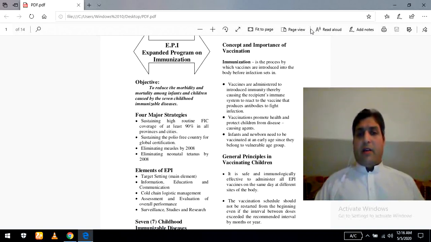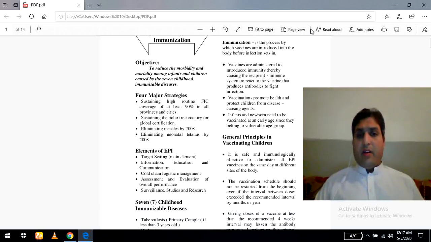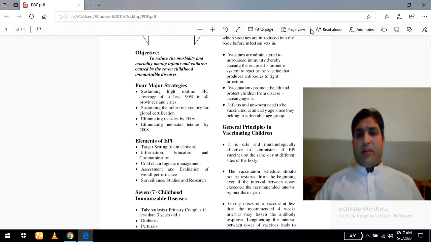And yes, the newborn babies should be vaccinated, because this is very important, because newborn babies are more susceptible to this problem. So this is very important.